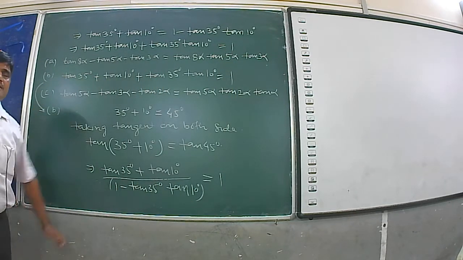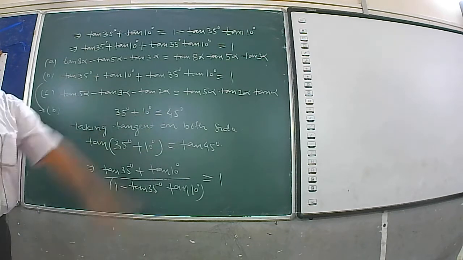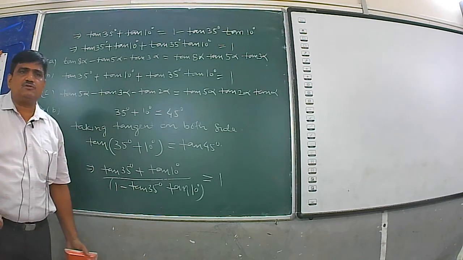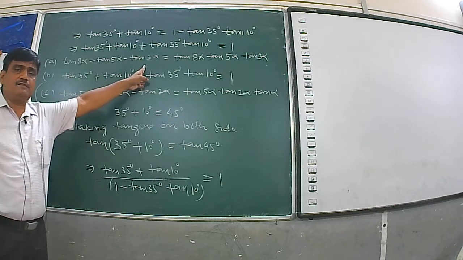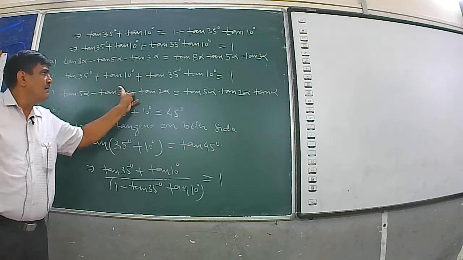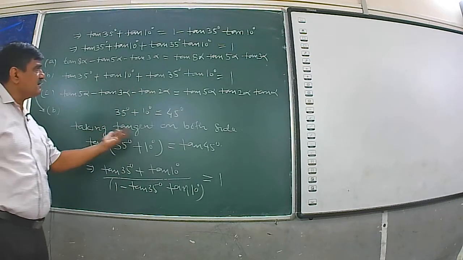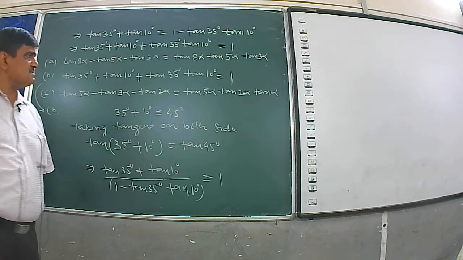For A, 8 alpha is equal to 5 alpha plus 3 alpha. Therefore, taking tangent on both sides, tan 8 alpha is equal to tan 5 alpha plus tan 3 alpha upon 1 minus tan 5 alpha into tan 3 alpha, and by cross multiplication we get our result.